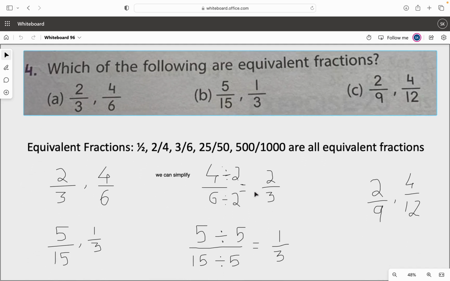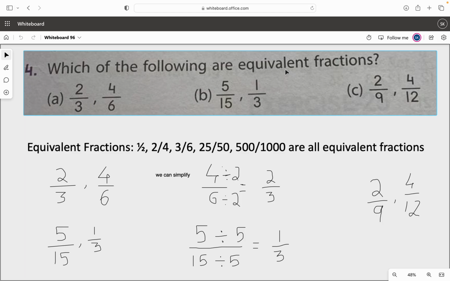Now comes something which we need to solve. Until now we just looked and identified, hey, this is that, that is this. No, let's solve now. This is where the maths begins. Which of the following are equivalent fractions? Guys, I will just go by your textbook. When you simplify any of the bigger fractions to a smaller one, it becomes an equivalent fraction.